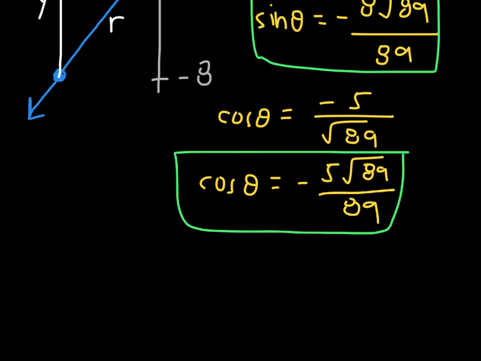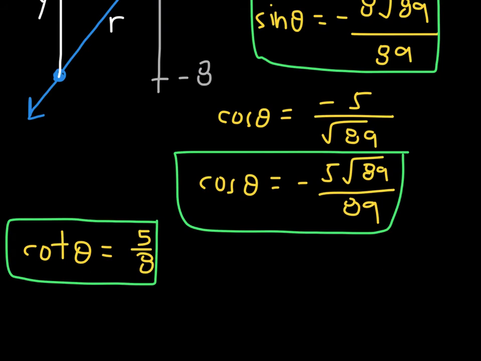They gave us tangent of theta, so we don't need to find that. Cotangent of theta. You know what? Cotangent of theta is just a reciprocal of tangent of theta. In the very beginning, they told us tangent of theta is 8/5. That means cotangent of theta is 5/8, right? That was pretty simple there.